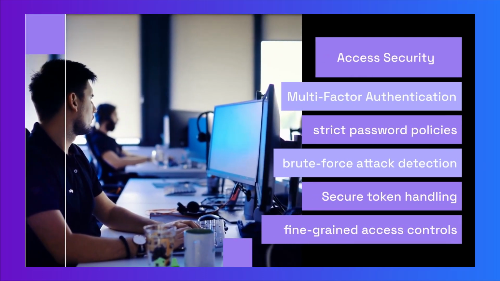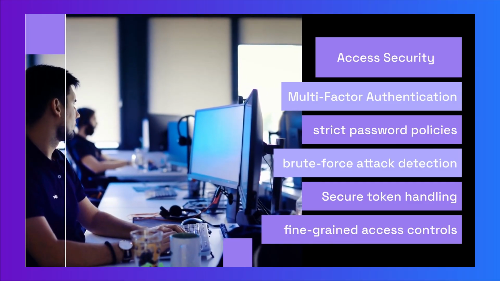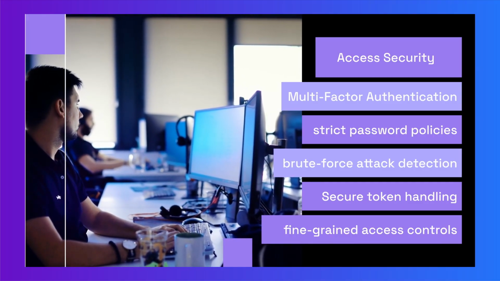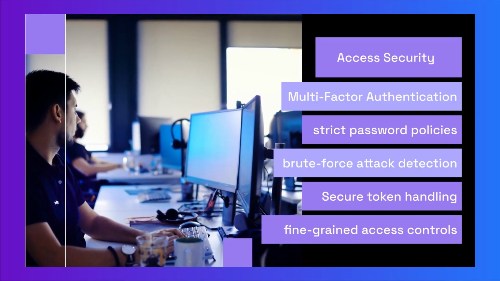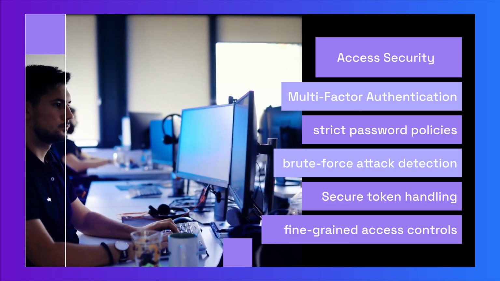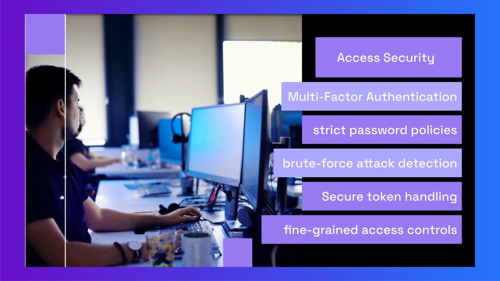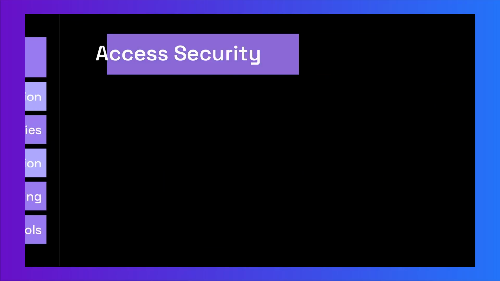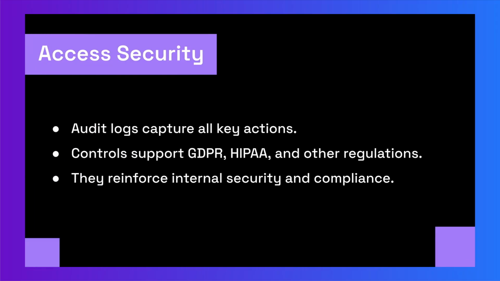On the security side, AI Foundry includes strong protections by default. It offers multi-factor authentication, strict password policies, brute force attack detection, secure token handling with signed JWT, and fine-grained access controls. Detailed audit logs ensure every important action, whether deploying a model, creating an API key, or changing permissions, is fully traceable. Together, these controls help organizations meet regulatory requirements, as well as their own internal security and compliance standards.